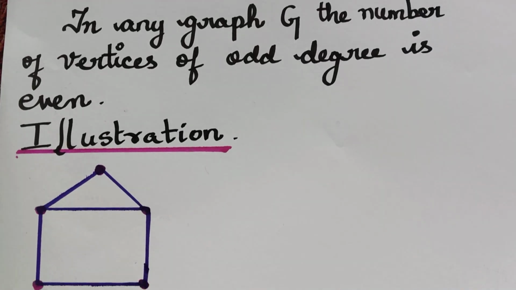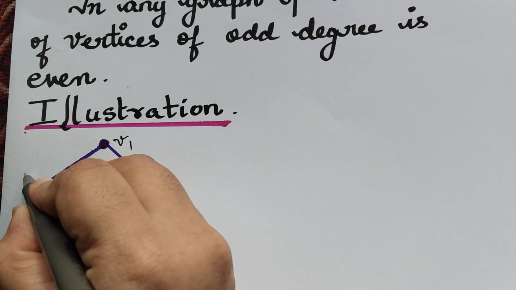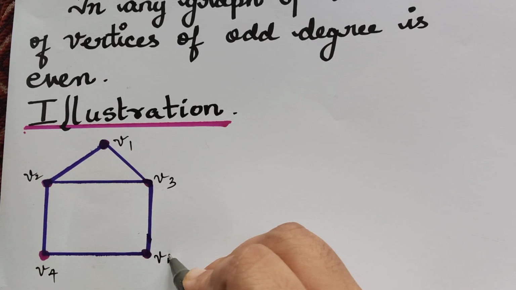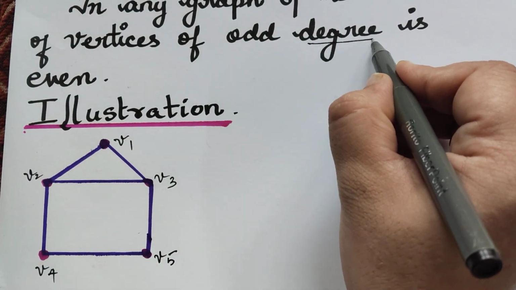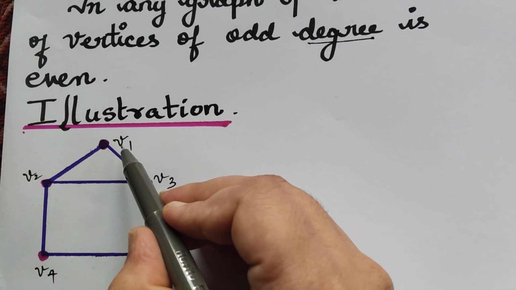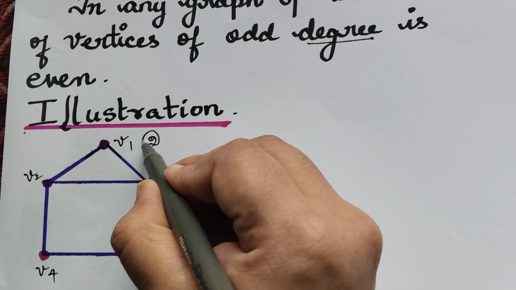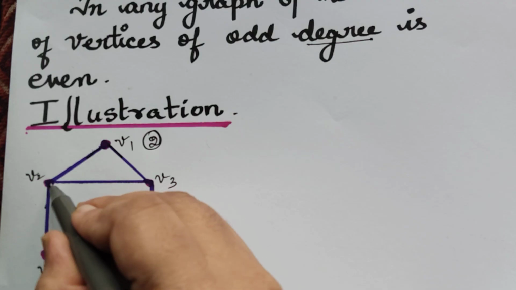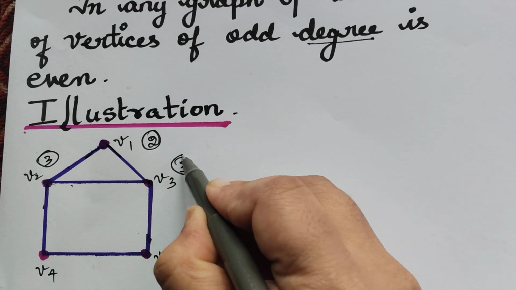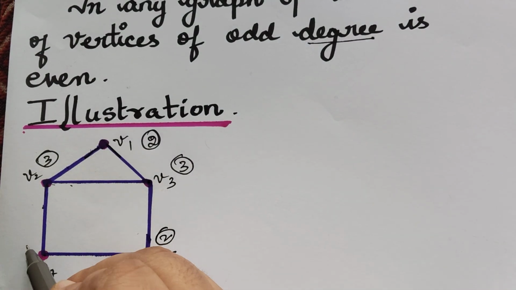So here first we consider this simple graph. Let me take the vertices of this graph as V1, V2, V3, V4 and V5. Now since we are concerned about the degree of this graph, let us mark the degree of each vertex. What is the degree of V1? The degree of V1 is 2. What about the degree of V2? It is 3. The degree of V3 is also 3. The degree of V5 is 2. And the degree of V4 is 2.